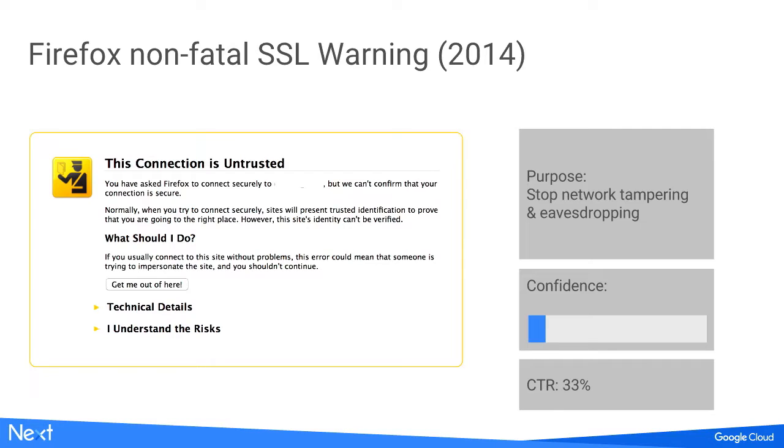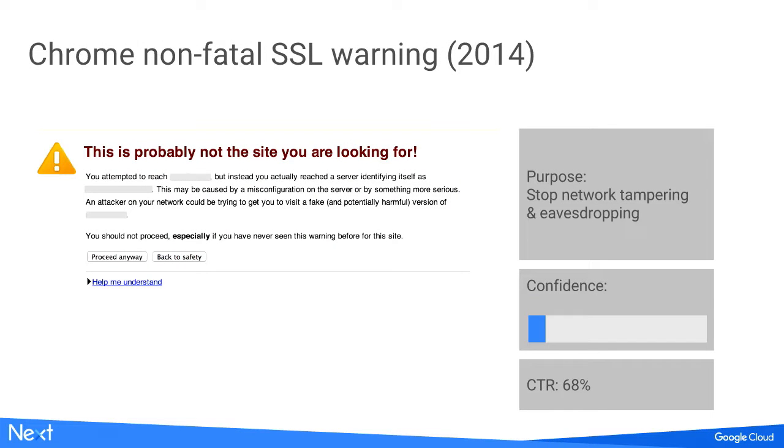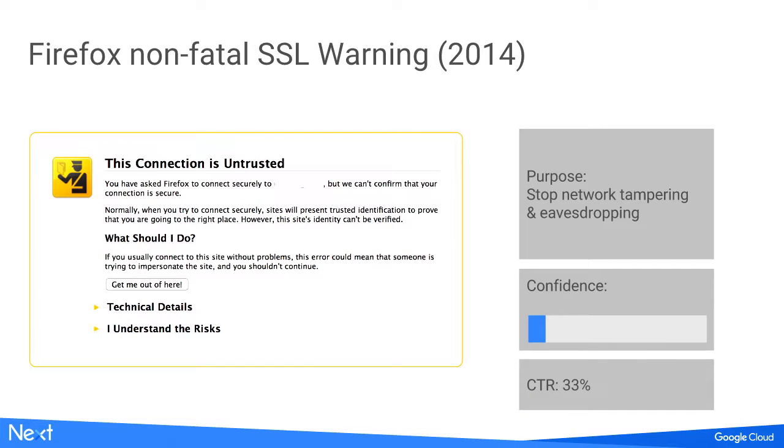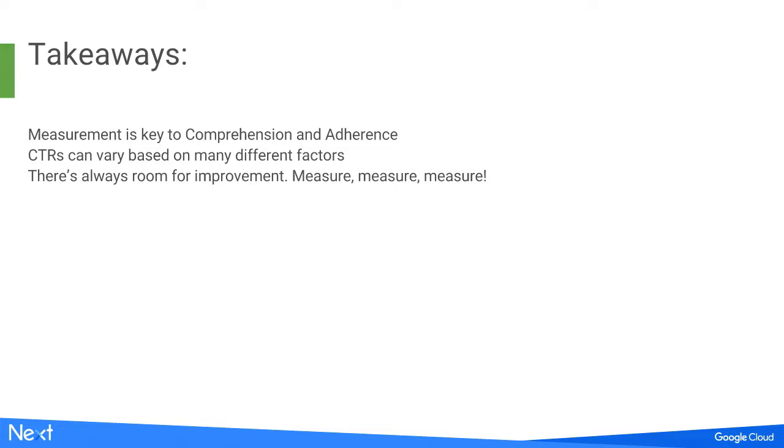Okay, so this is an important measurement. We have to improve on that. If you see a 68% click-through and you're pretty sure you don't want them to continue, you need to fix that. But only by measuring it can you actually understand what you need to change in the way you message this, the way you present it to the user. The only way you can fix that is by measuring it. So measurement is ultimately the key to how effective comprehension and adherence are.